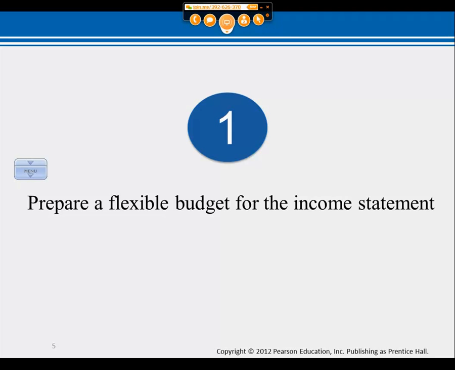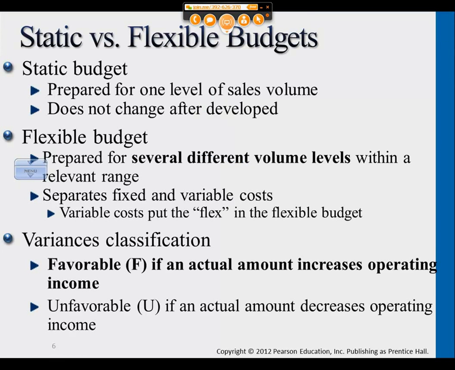All right, so flexible budget is something that we haven't really talked about. And static budget is the same thing, right? We haven't really talked about them. So what is a static and what is the flexible budget? When we talk about the static budget, it's prepared only for one level of sales volume. Okay? It doesn't really change after we develop it. It's static, right?